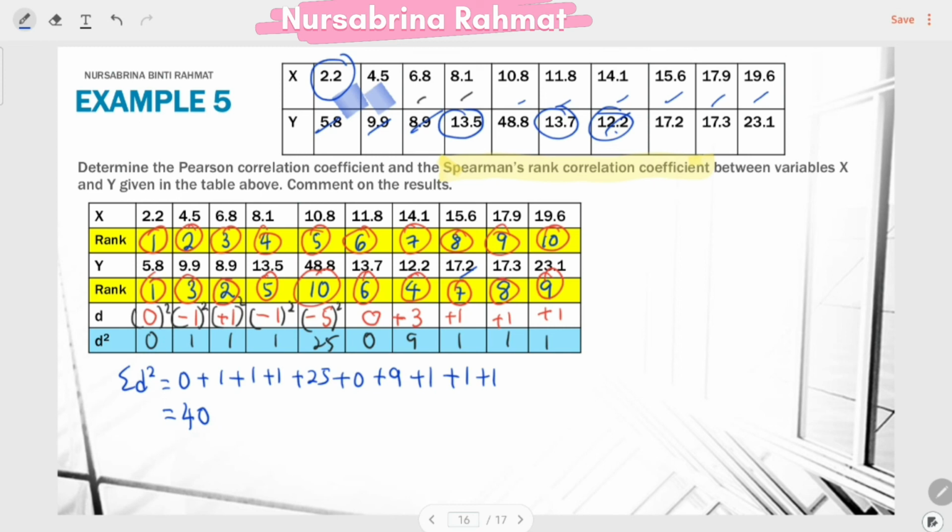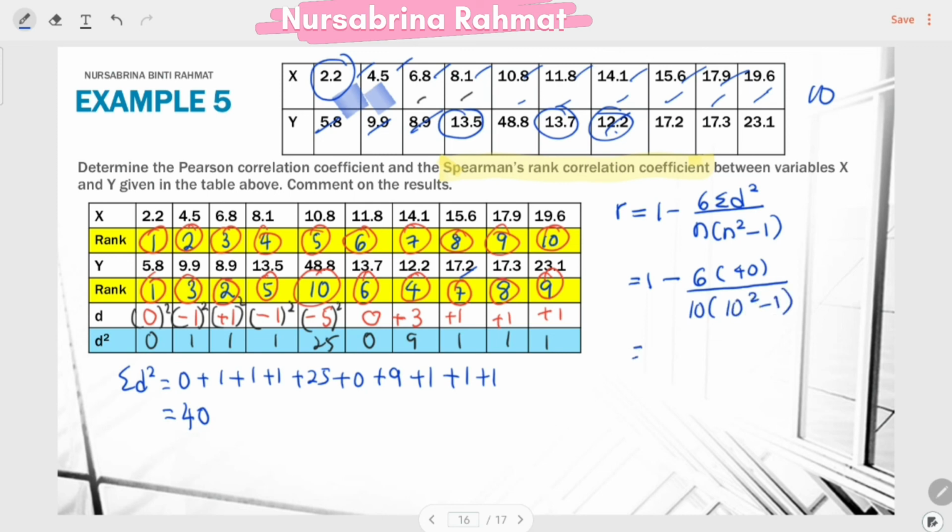Next we can calculate our R value. The Spearman rank correlation coefficient has this formula: R equals 1 minus 6 times the sum of d squared over n times n squared minus 1. So 1 minus 6 times 40, over our n, where we have 10 sets of data, so 10 times 10 squared minus 1. So our R is 0.75. This is more than 0.5, so it's a strong linear correlation.